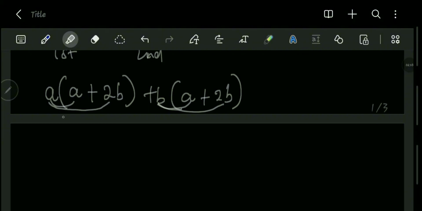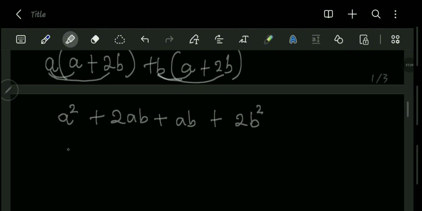So we have a times a giving us a raised to power 2, right? Plus a times 2b, that's going to be 2ab. So I'm done with this one now. So this plus here, I can drop it right here. Then b times a is not ba, of course a comes before b, so you have ab, right? Then plus times plus gives us plus, then b times 2b, that gives us 2b squared, because I'm having 2 b's there. So when you're multiplying b's, you have a power of 2 on top of it.